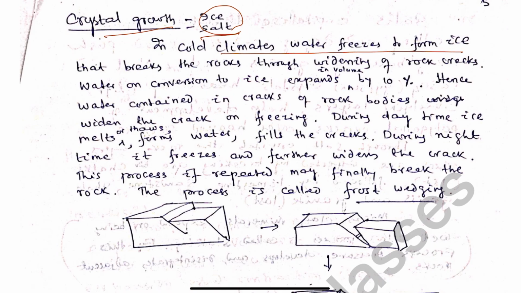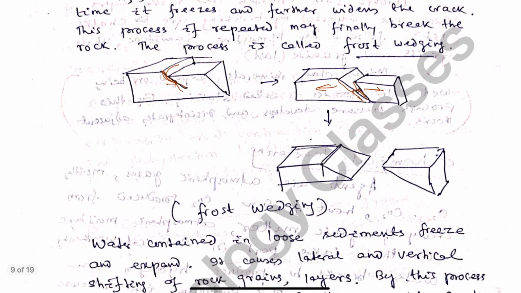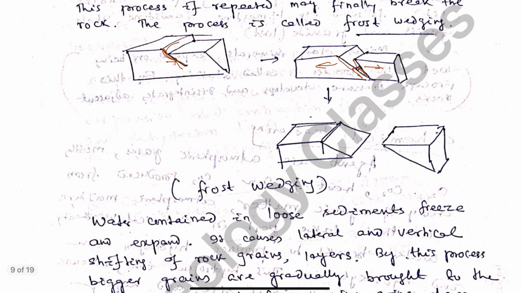In cold climate, water freezes to form ice and it is accompanied by a rise in volume. Volume rises by 10%. So the water contained in the cracks, let us say this is a crack, freezes and there occurs a rise in volume, so it swells and pushes the rock mass on both sides, widening the crack. The crack has been widened. And finally, the crack widening continues until these two blocks have been separated.